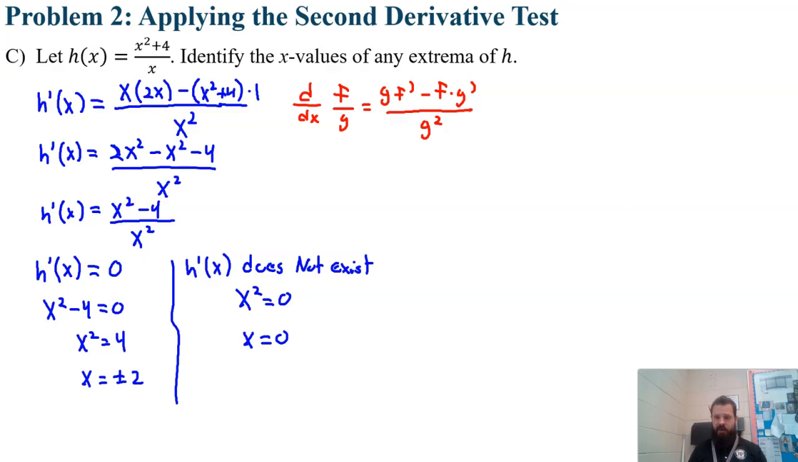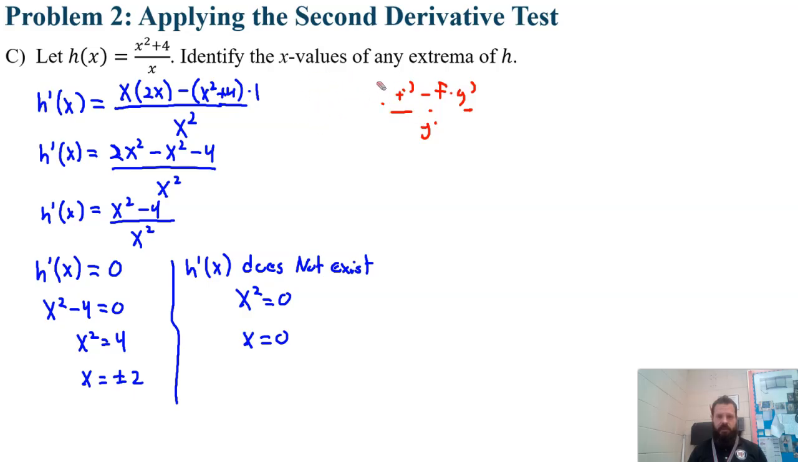Okay, so I've got my critical values, and this is a good example where I'd say the second derivative test kind of works a little bit nicer. It's going to be easier to plug values into that second derivative than check all the different signs and intervals that we get with our first derivative test.